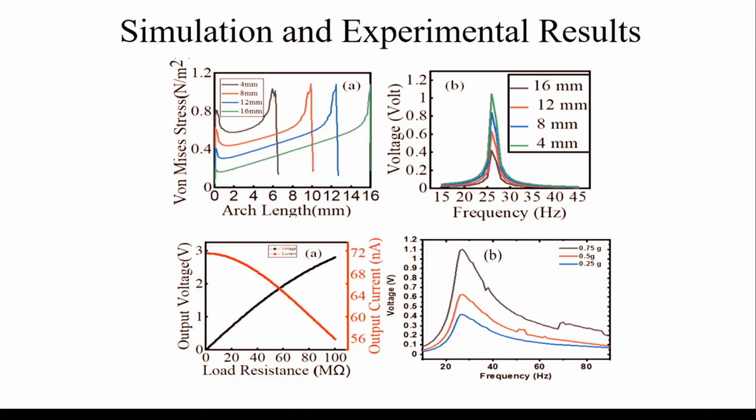We have characterized the energy harvester using the characterization setup at different accelerations. We characterized at 0.25, 0.5 and 0.75. It is understood that it will give higher output at higher acceleration, because it will generate higher stress.